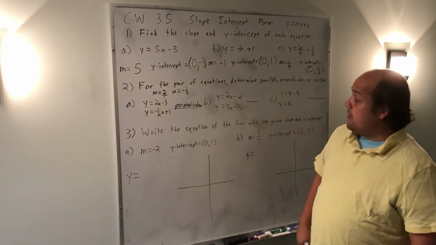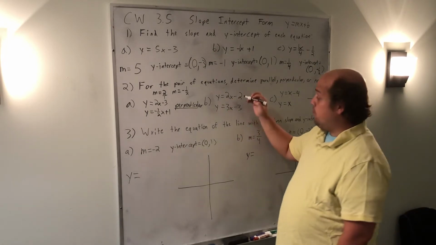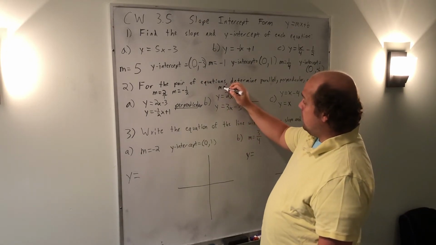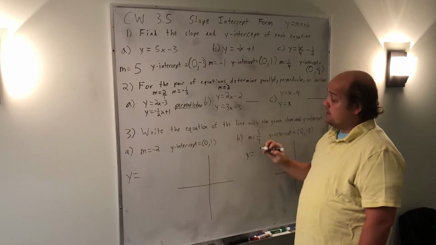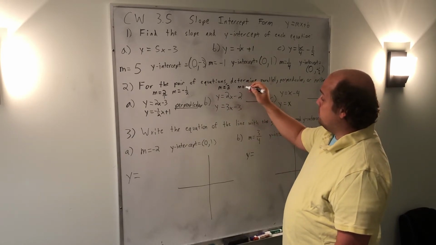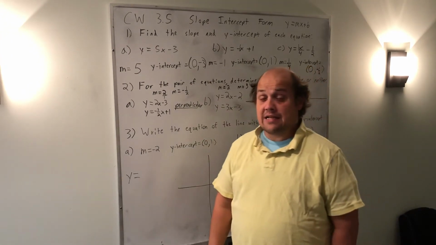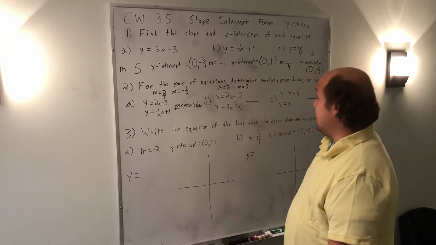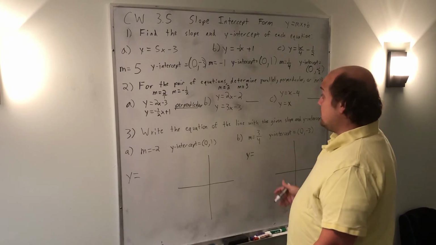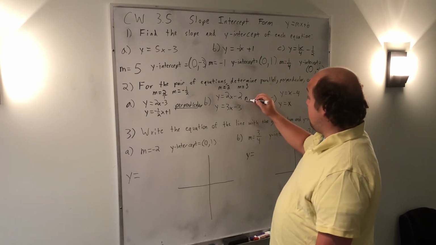When I look at part B, the first one has a slope in front of the x term of 2, m equals 2. The second one has a slope of 3, m equals 3. These are not the same number. If I multiplied them, I get 6, not negative 1, because they're not negative reciprocals of each other. These don't have either relationship. So here I would write neither.